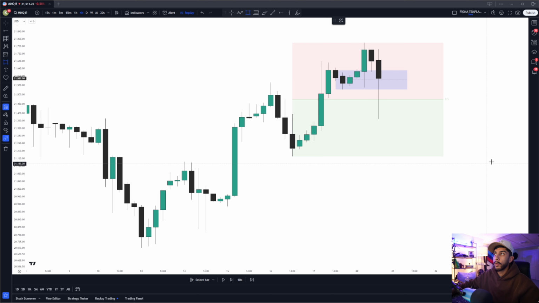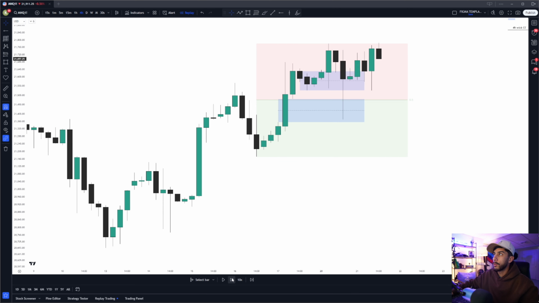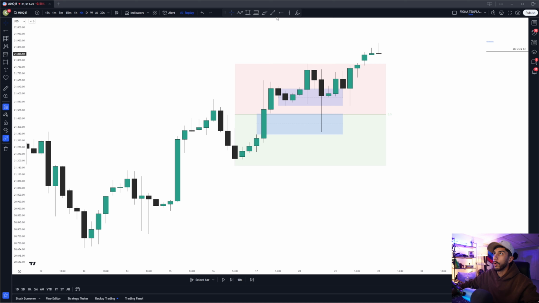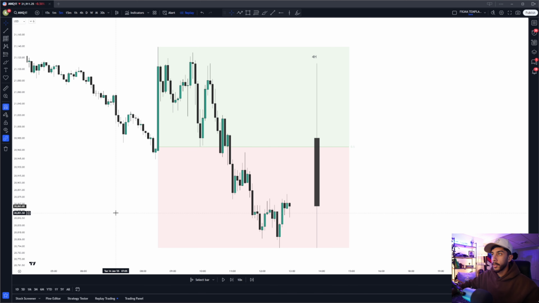Where's the next PDRA that my eyes go to that is in a discount? Well, that would be this lower fair value gap right here. And you can see how that plays out. As soon as we pull into that fair value gap, we go and make new highs, as you can see up here.